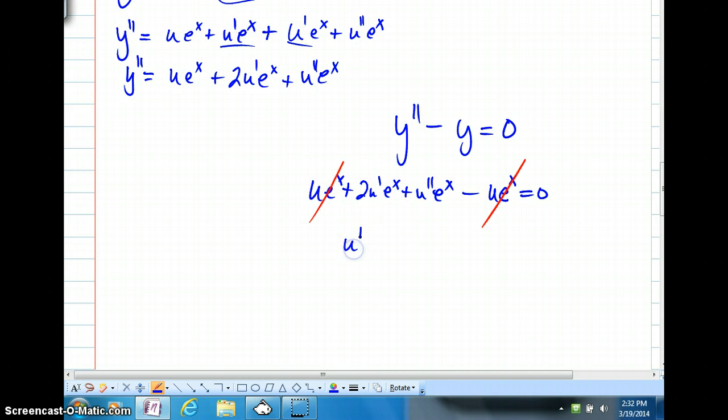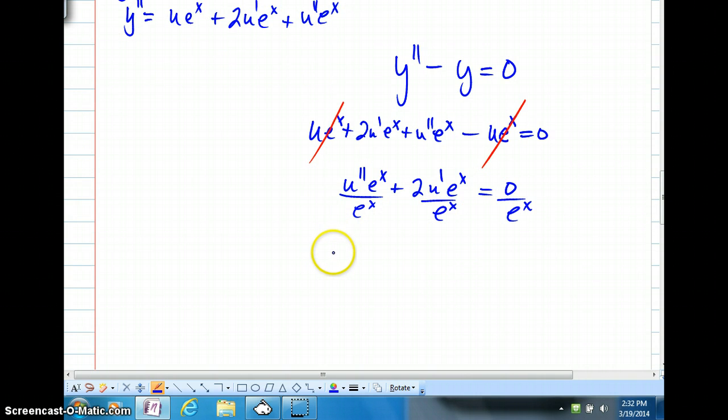We could rewrite this. u double prime e to the x plus 2 u prime e to the x equals 0. Writing my higher order derivative first. And yes, this is homogeneous. I'm not used to seeing an e to the x out in front. Guess what I could do to both sides, though? I could divide everything by e to the x. Wow. What do we get? u double prime plus 2 u prime equals 0.